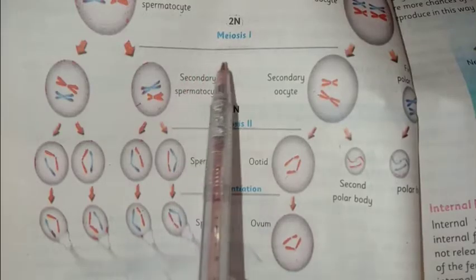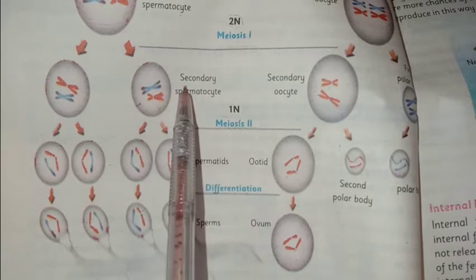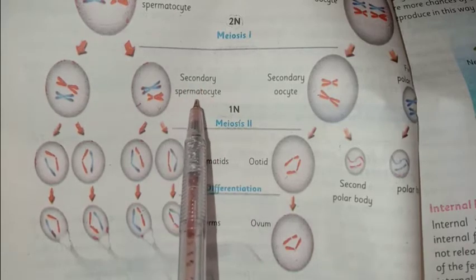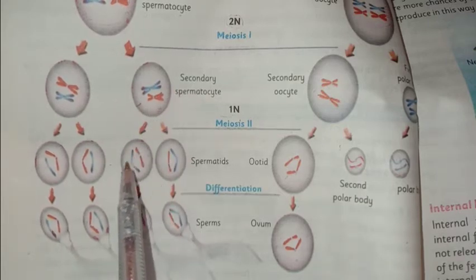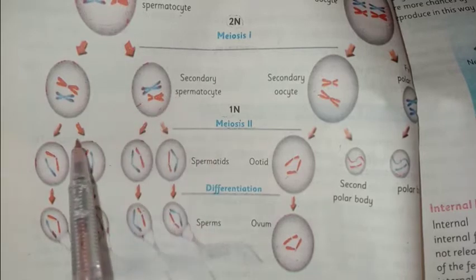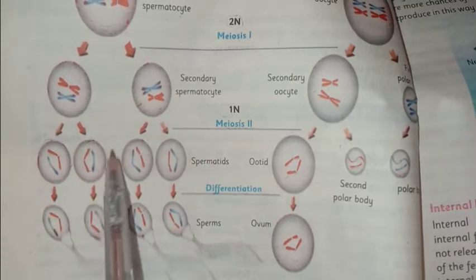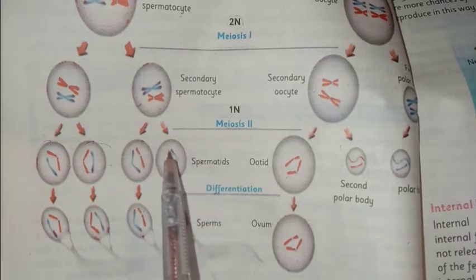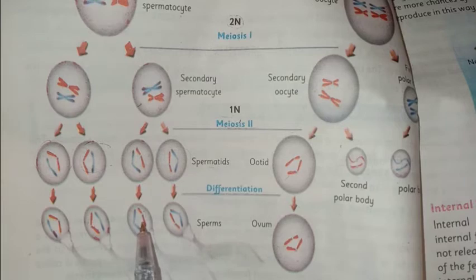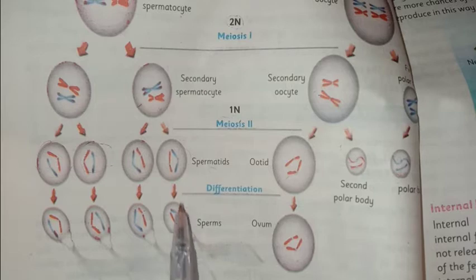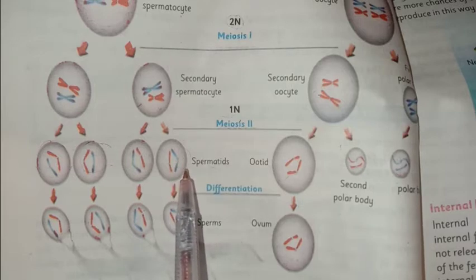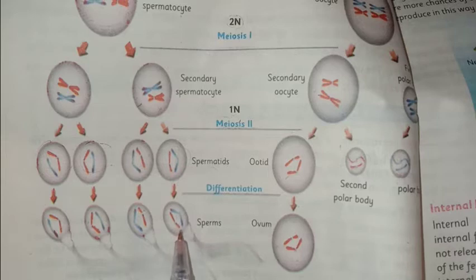Then meiosis 2 takes place, and each secondary spermatocyte further divides into 2 daughter cells. So 2 secondary spermatocytes divide and produce 4 spermatids. These are haploid cells. Morphogenesis takes place: each spermatid is non-motile, but flagella development takes place. This is called morphogenesis, so the spermatid converts into a motile sperm. These are the haploid sperms, and this is spermatogenesis.